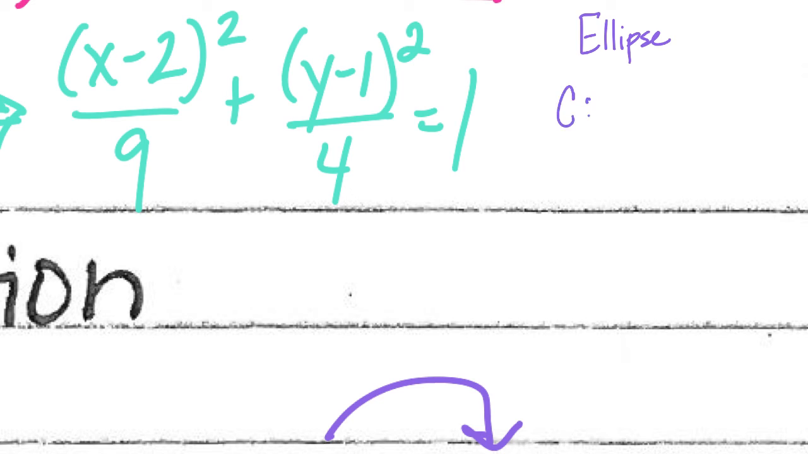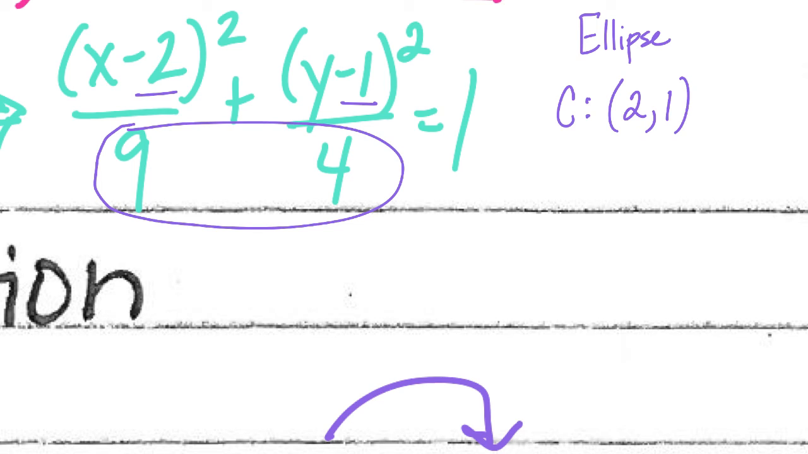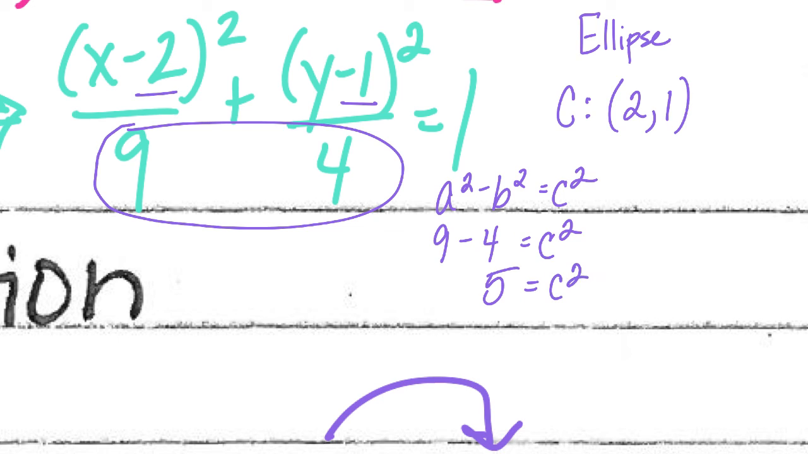I know the center is the opposite 2, the opposite 1. And remember, to find the foci, we have to subtract those numbers. So a squared minus b squared equals c squared. 9 minus 4 equals c squared. 5 equals c squared. And when I take the square root of each side, don't forget your plus or minus.